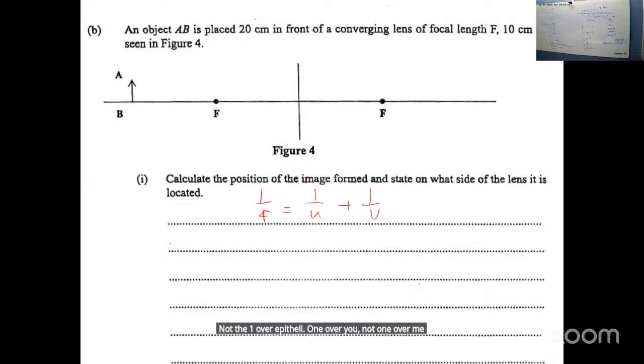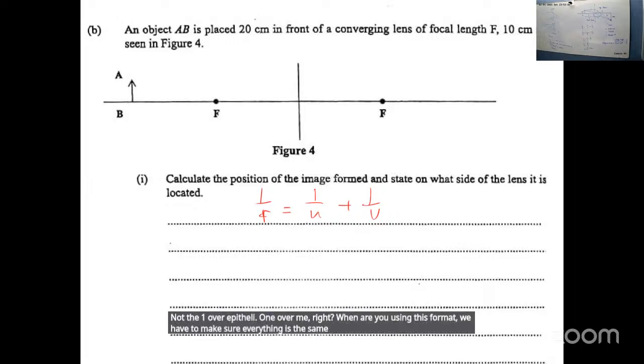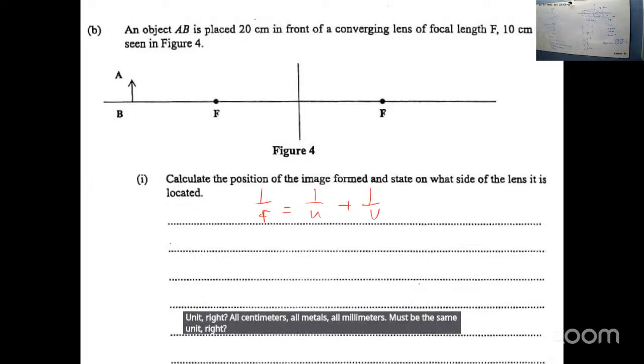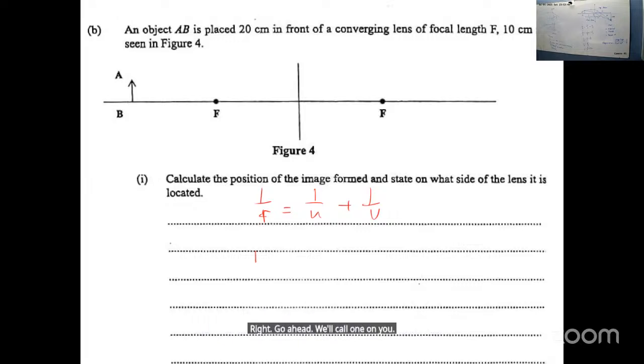When you're using this formula, we have to make sure everything is the same. Make sure F, U, and V are in the same unit: all centimeters, all meters, or all millimeters. Must be in the same unit, right? Go ahead and work out 1 on V. 1 on V is 1 on F minus 1 on U.